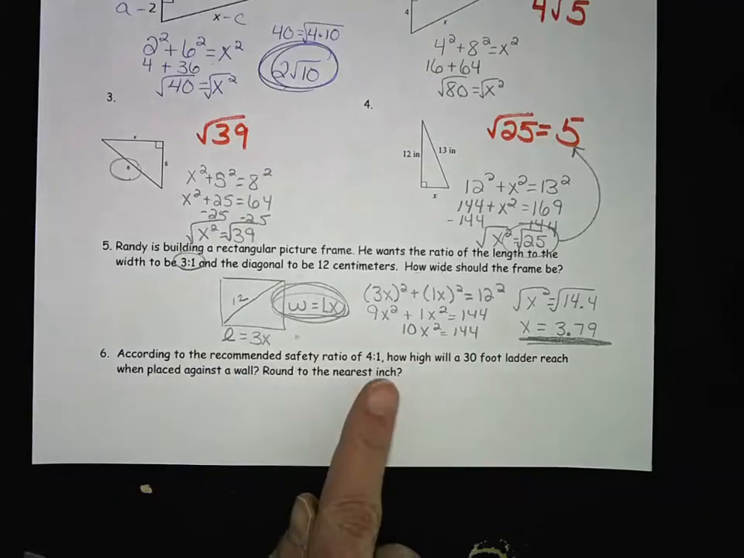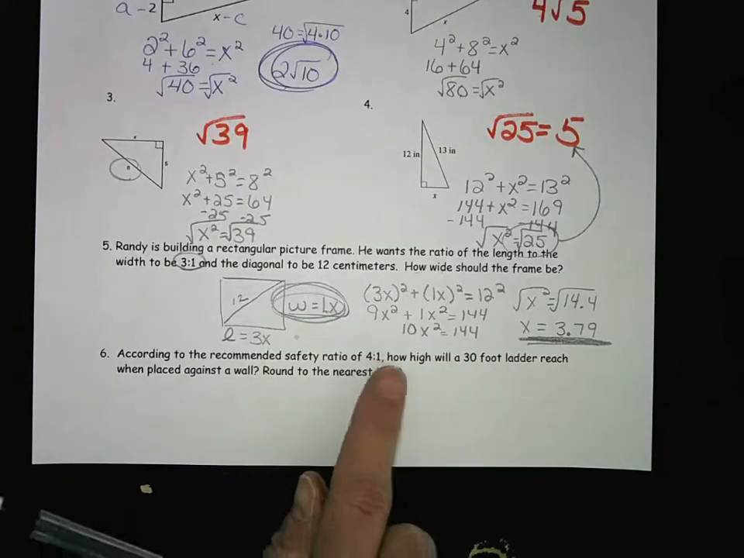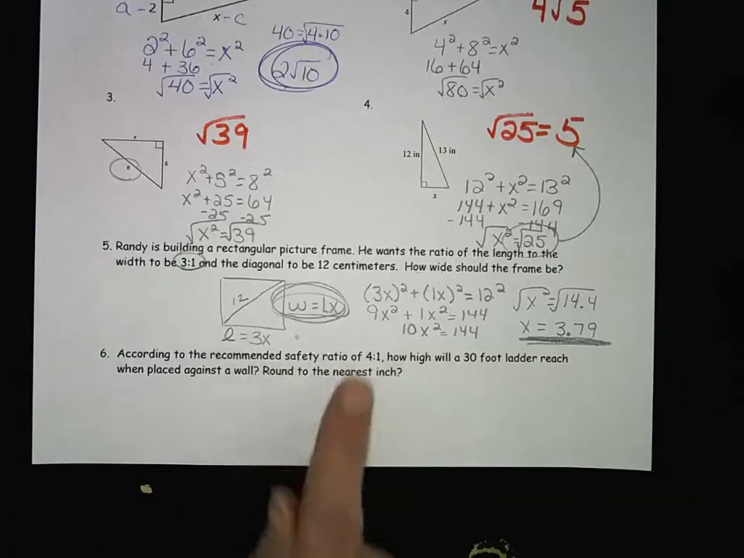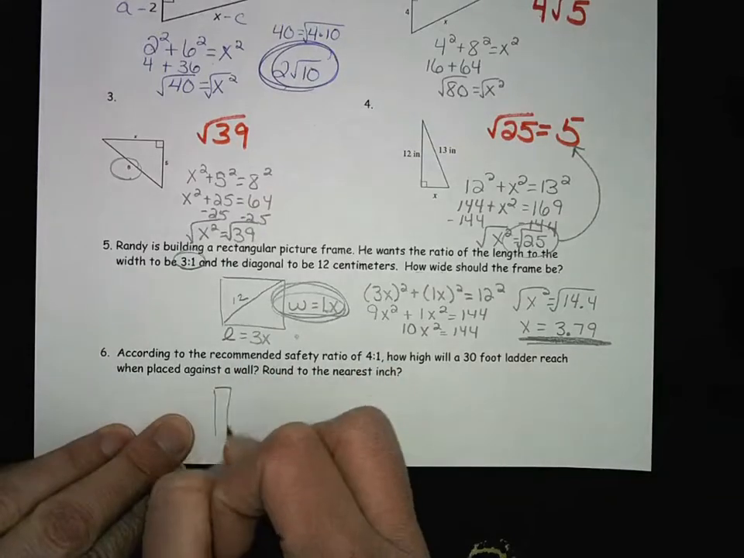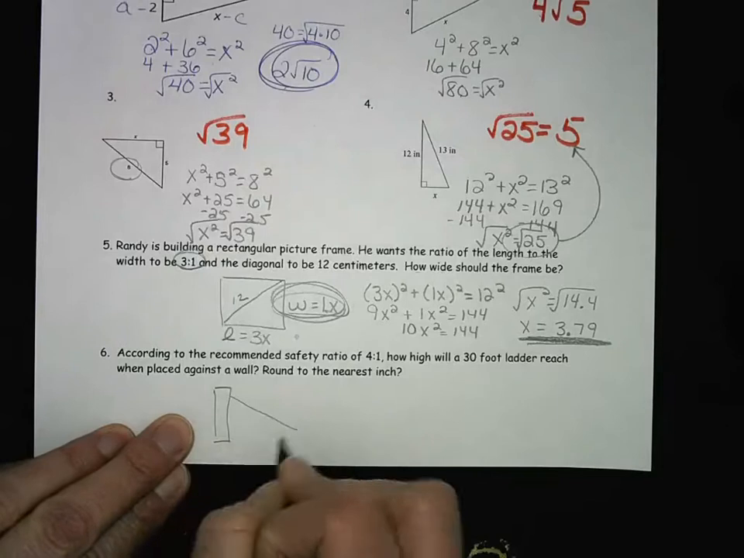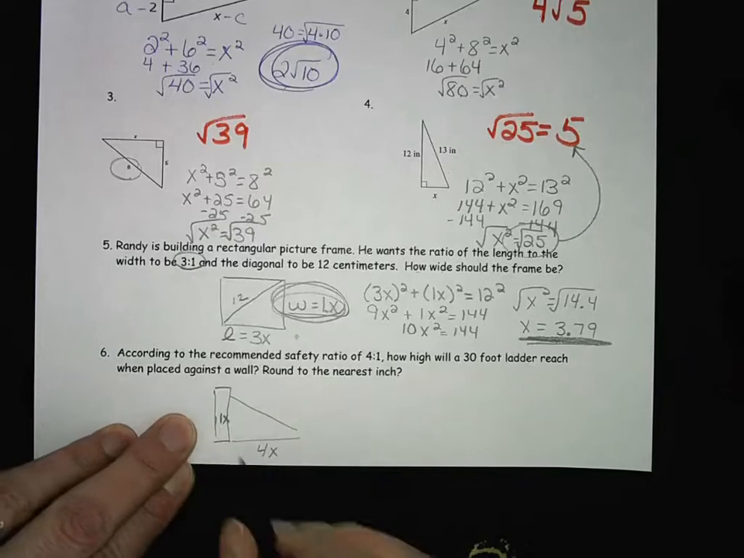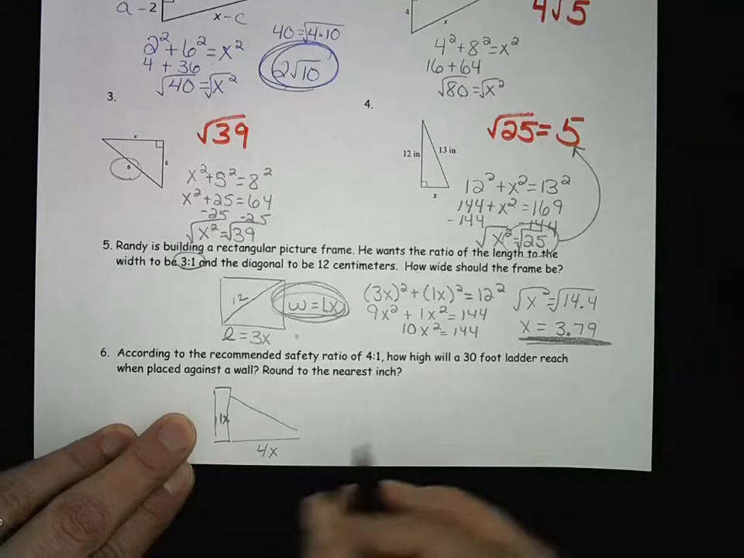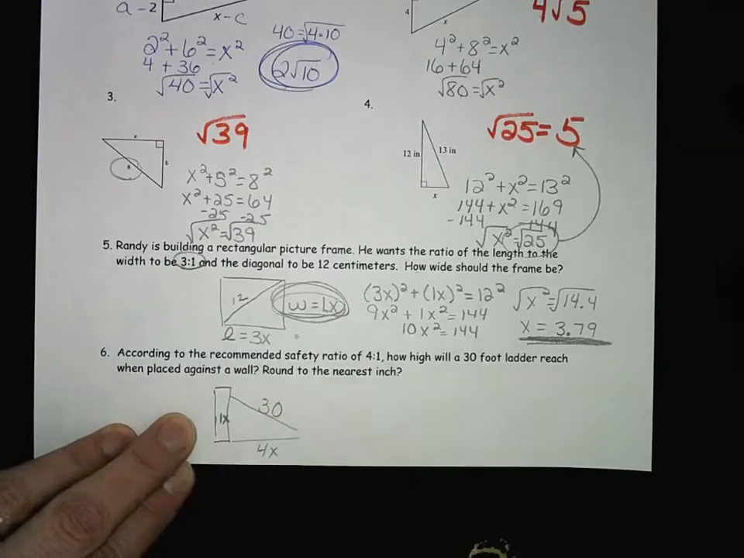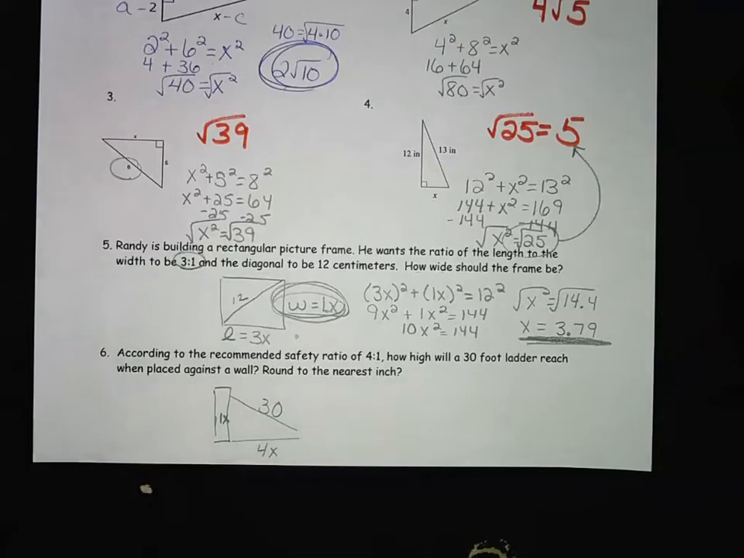I think the only thing that's really tricky on 6 is to know where the 4 and the 1 go, because it doesn't really tell you. So if you think about a wall, with like a ladder, this would have to be the 4 and this would have to be the 1. Otherwise, it'd be very, very steep. So it's the 1 and the 4. And then your ladder would be the 30, okay? So see if you can go ahead and pause it here and do those calculations.